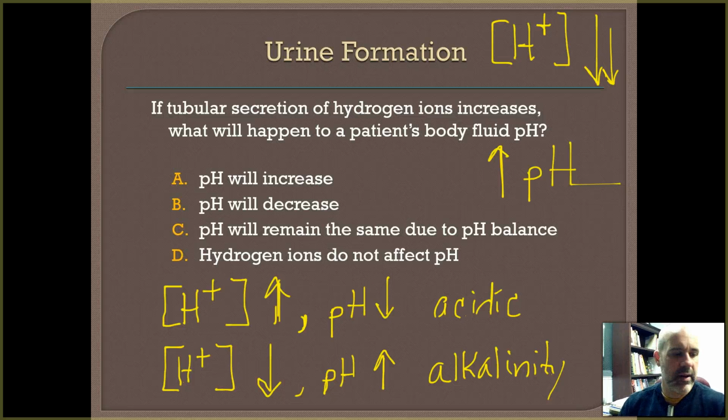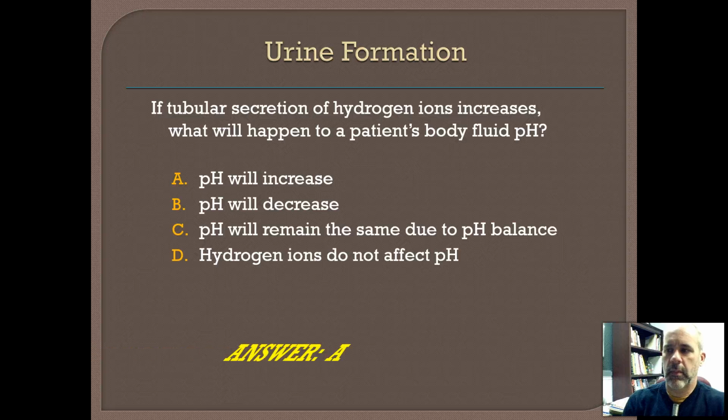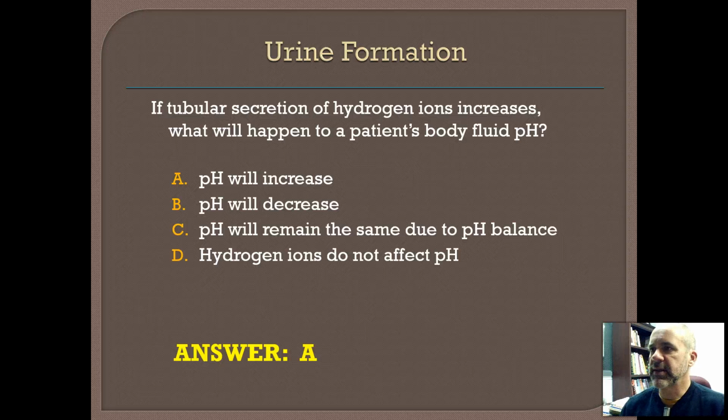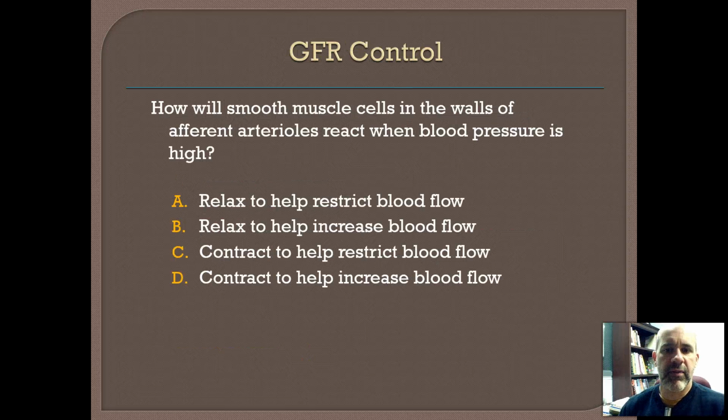Select A, your pH will increase. So that might happen if you were experiencing a case of low body fluid pH and you need to try to correct it. So if you have low body fluid pH, you've got too many hydrogen ions around, maybe you need to excrete more of those out of the body to help bring your pH back up.